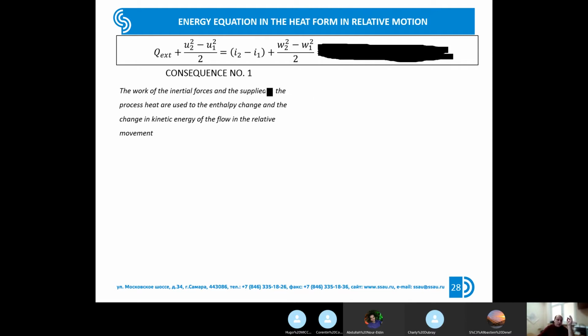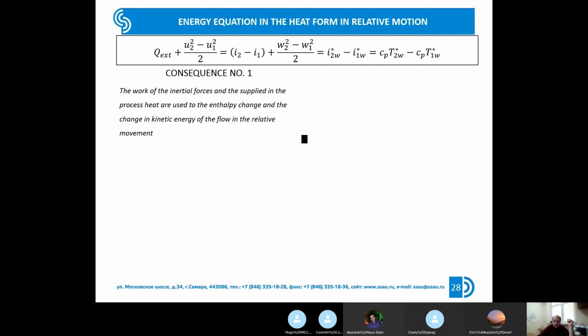If we speak about the turbomachinery, in the turbomachinery we have no external heat. We are not supplying external heat. That's why for the turbomachinery we can say that the work of inertia forces in the rotor wheels of the turbomachinery is used to change the enthalpy and the kinetic energy of the flow in relative motion. It's the first conclusion.